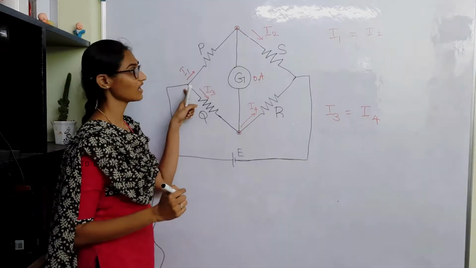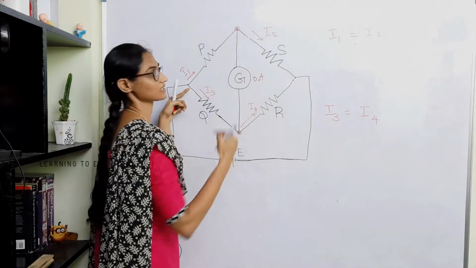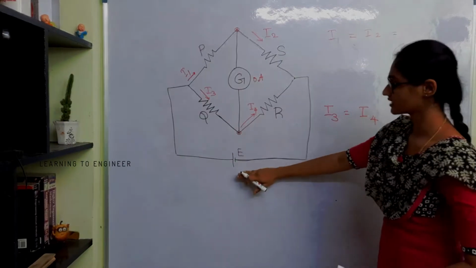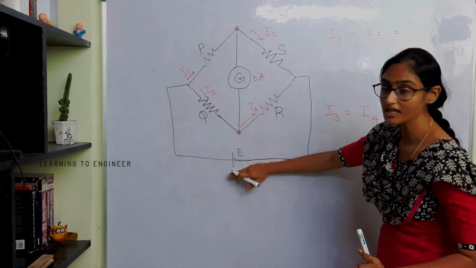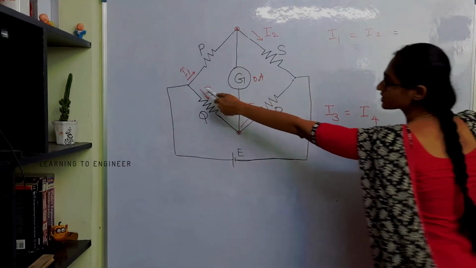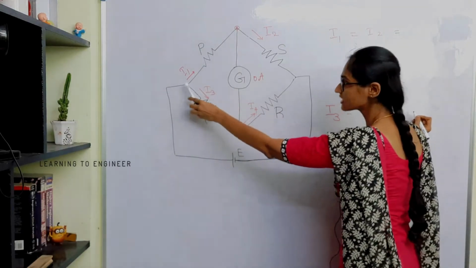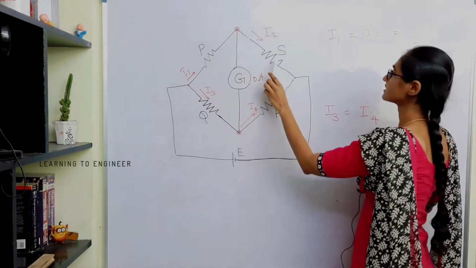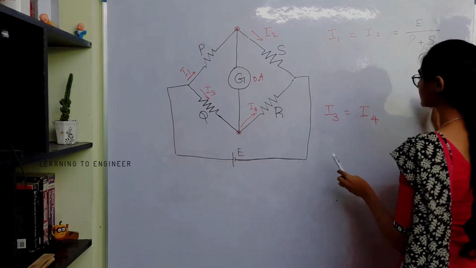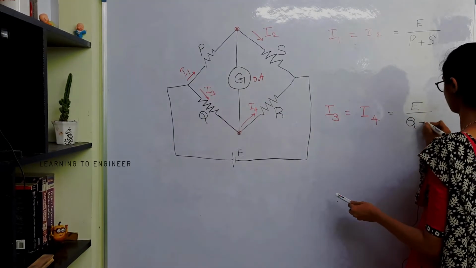So what is I1? I1 is same as I2, which is equal to the potential difference across it divided by the resistance. So what is the potential difference across these two ends? It is E, because in this we have three parallel paths. One is E, one is P plus S, the other one is Q plus R. So this current will be the potential difference across these two ends divided by the resistance, which is E divided by P plus S. And similarly, this current will be E divided by Q plus R.